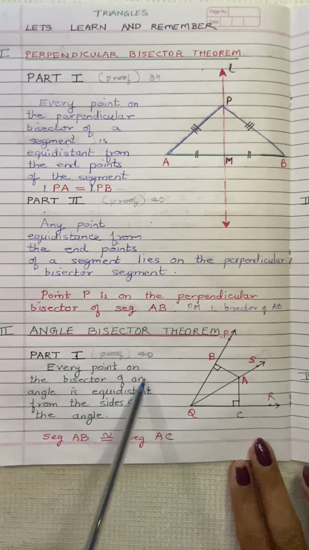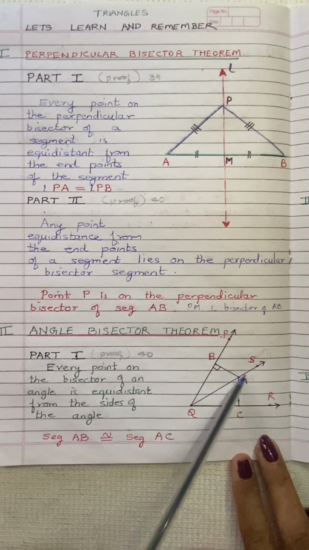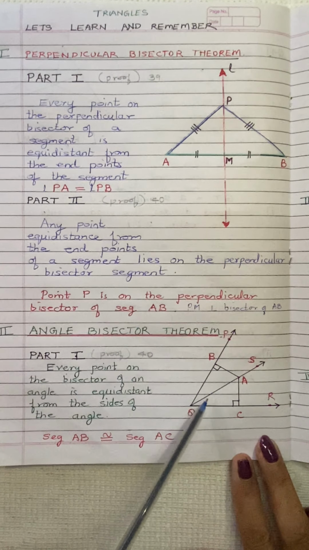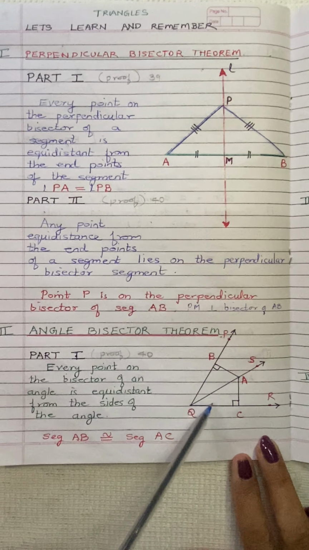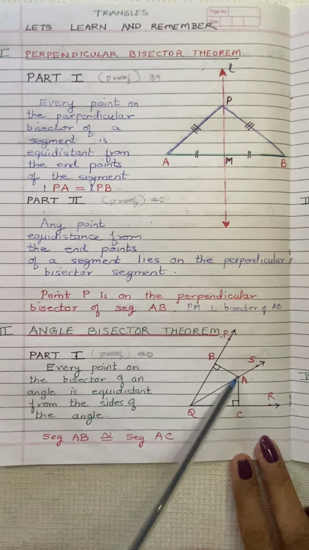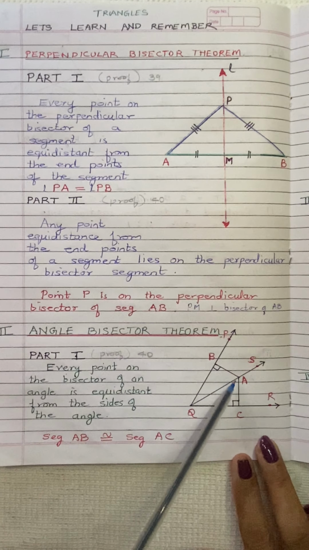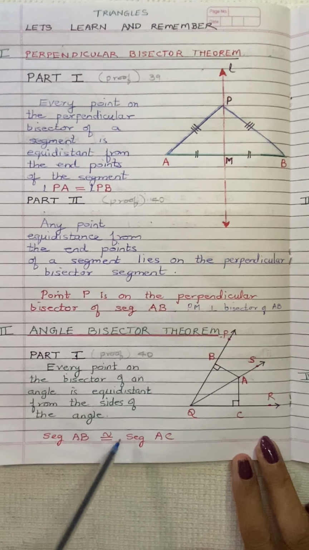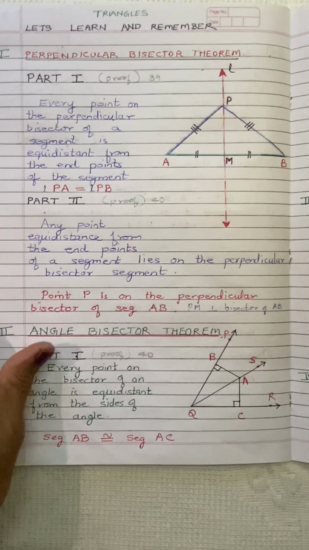Every point on the bisector of an angle is equidistant from the sides of the angle. If I consider this point, it is equidistant from here. If I consider this point, it is equidistant from here. This means AB is equal to AC, so segment AB is congruent to segment AC. Now part 2 of it.